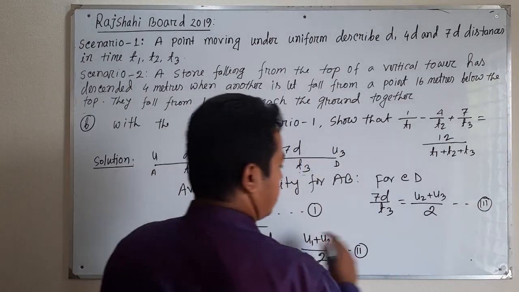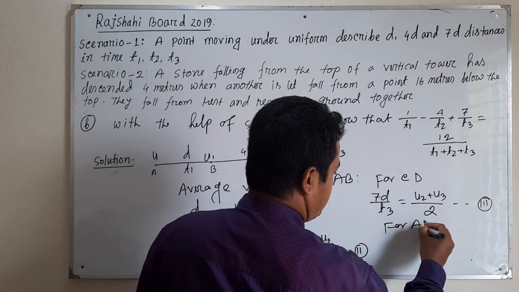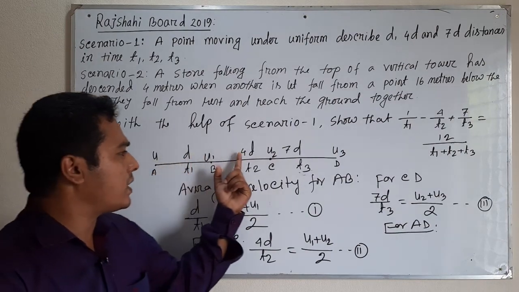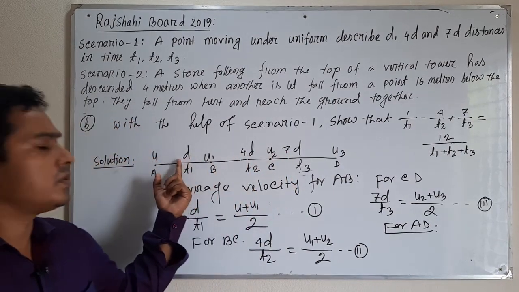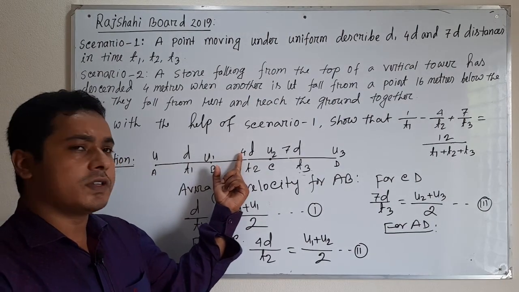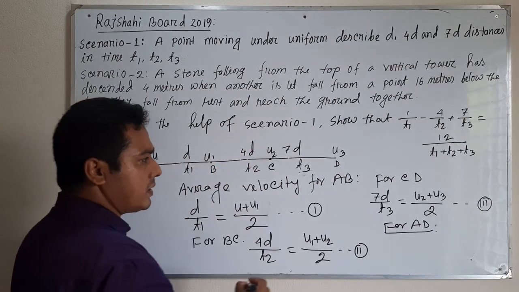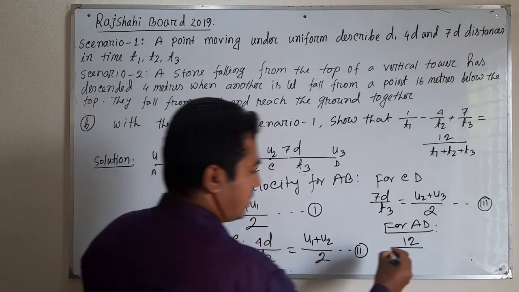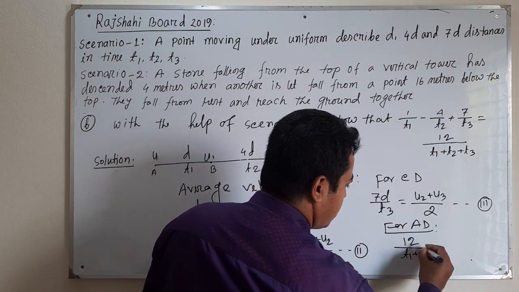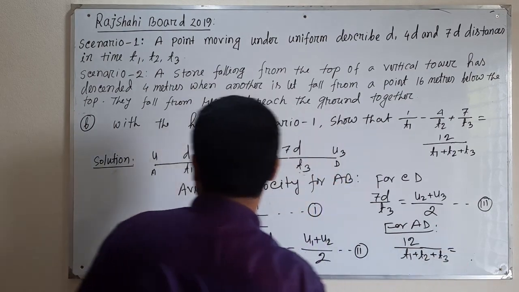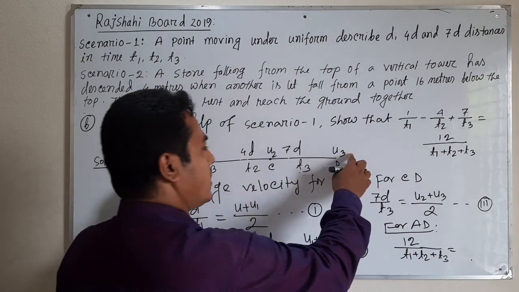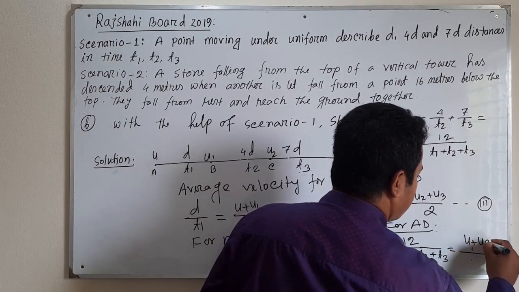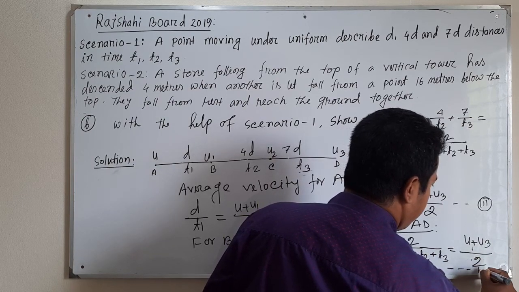Now for AD, here my dear student, you have to think for AD distance is equal to D plus 4D plus 7D. So it will be 12D. D plus 4 is equal to 5, plus 7 is equal to 12. Total distance is 12D. Time is T1 plus T2 plus T3, and initial velocity is U, final velocity is U3. So the average is U plus U3 divided by 2. This is equation number 4.